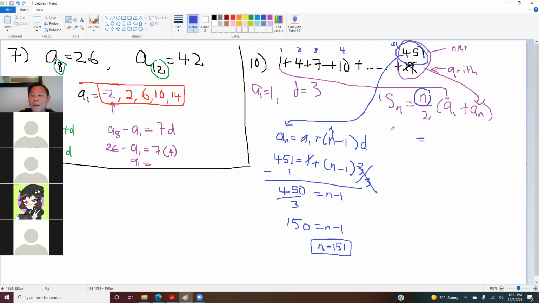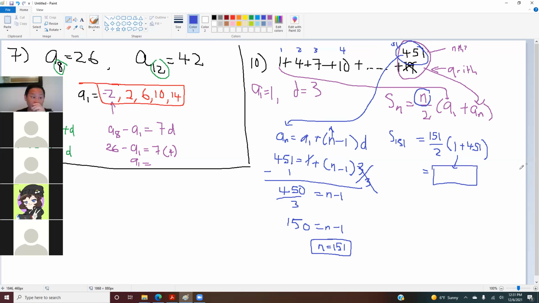So now we are finding what happens when you want to add all 151 terms, that means up to 451. So it's 151 over 2, times A1, the first term, which is 1, plus an, in this case 451. So this is the dilemma of students, that they cannot figure out what the n is here. This is how you figure out n, and then you use your calculator to figure this one out. This is easy.